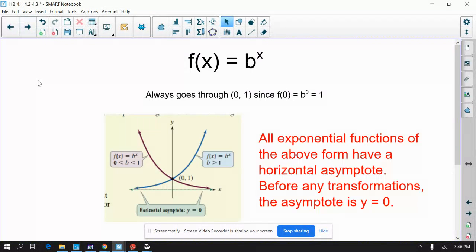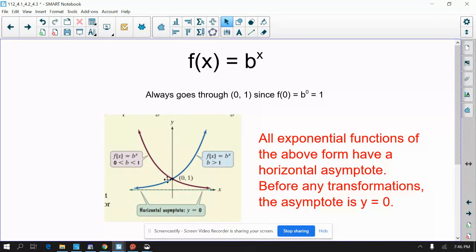All right, let's get back to this. So here's your standard form of exponential function. This will always go through 0, 1, because if you plug in 0 for x, you will get 1. B to the 0 is 1. That's a good thing to remember. And here are the two graphs, the growth and the decay.